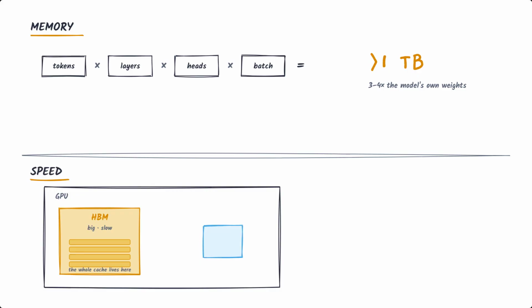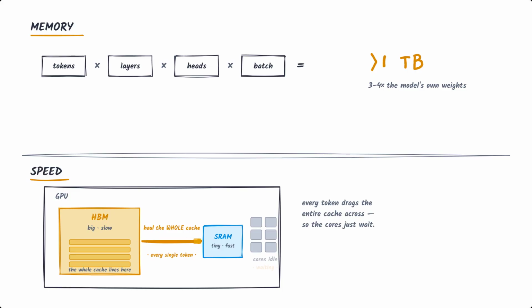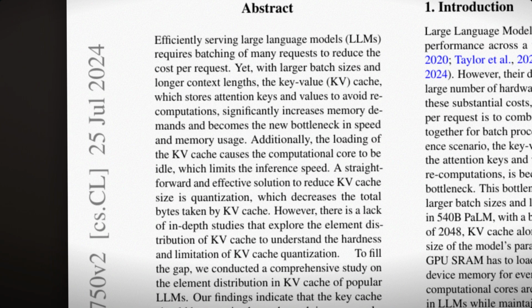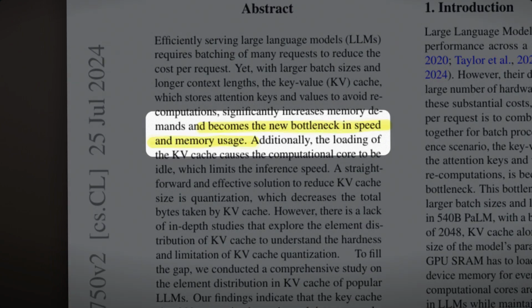And it's not only a memory problem, it's a speed problem. To generate each single token, the GPU has to haul the entire KV cache out of its main memory into the fast on-chip memory. And while that transfer is happening, the compute cores mostly sit idle, just waiting. The model isn't compute-bound, it's memory-bound, starved by the sheer size of the cache. Shrink the cache, and you fix both problems at once. The paper puts the scale of the problem starkly.